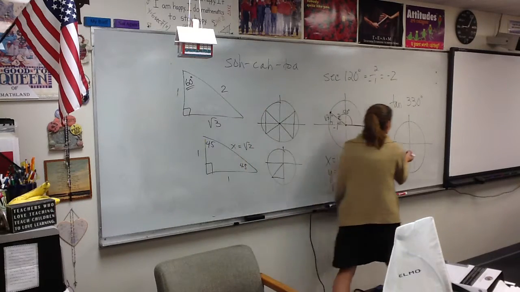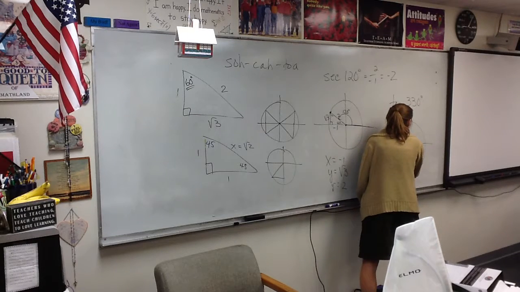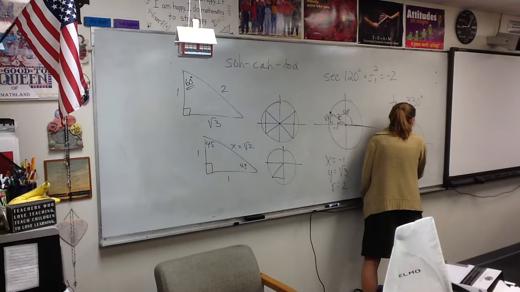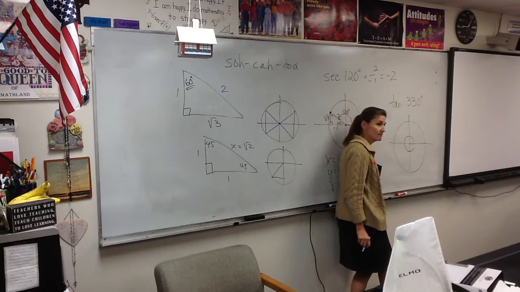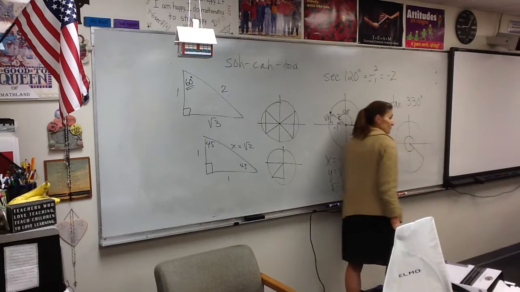Remember, we always start here, and if it's a positive angle, we go up. So 330, tell me when to stop. Right there. Does that make sense to everybody? If we went all the way around, it would be 360, right? So we're a little bit short of that. So this is the angle we're talking about.